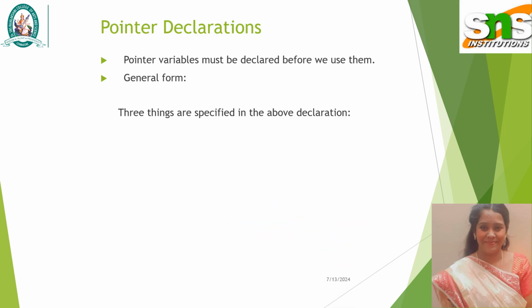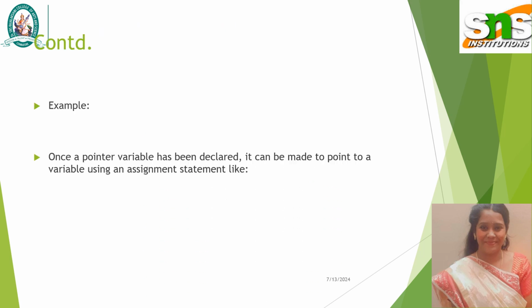Right. This is pointer declaration. Whenever we declare pointers, we use the general form: data type followed by a star and the pointer name. We have to keep in mind that the star denotes the value whereas the ampersand denotes the address. Examples: int star count, float star speed, int star p, xyz, whereas p equal to ampersand xyz.